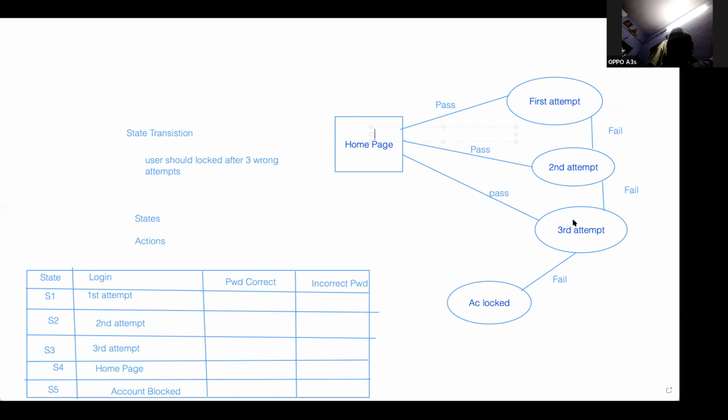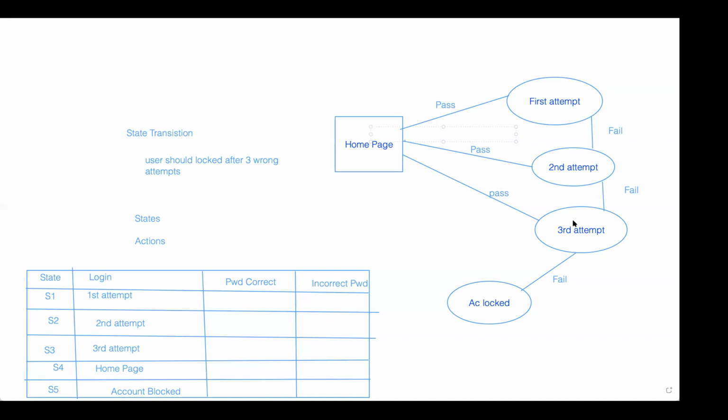So in the second attempt, if I give correct input, it will go to the home page. If I give invalid input, it will go to the third attempt. If I give correct input there, it will go to the home page. If it is incorrect the third time also, what will happen? The account will be blocked. So this is the state transition diagram.